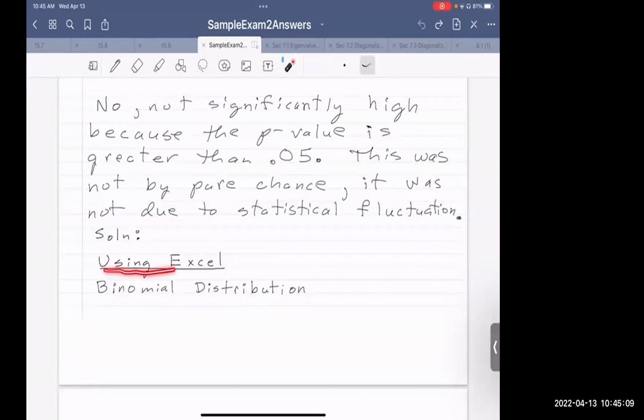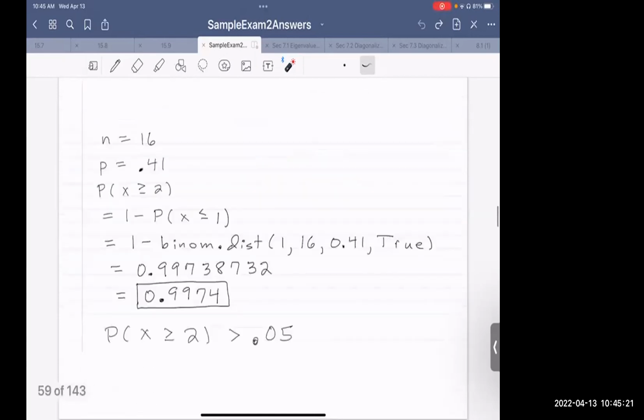If you were instead using Excel to answer this question, well, again, we have that this is a binomial distribution. We had that n here is equal to 16. P is equal to 0.41. I want to find the probability that x is greater than or equal to 2. And so let's do the complementary event, 1 minus the probability x is less than or equal to 1. So in this case, we're going to be using the binom.dist function. And we're going to be doing an inequality, so we're going to be doing true.